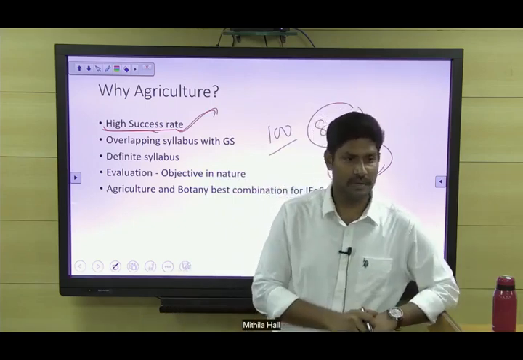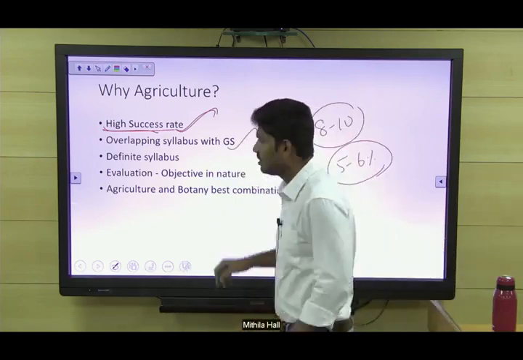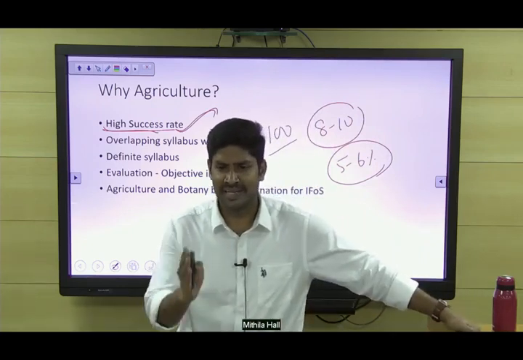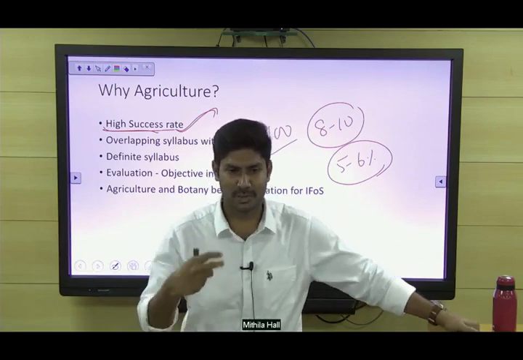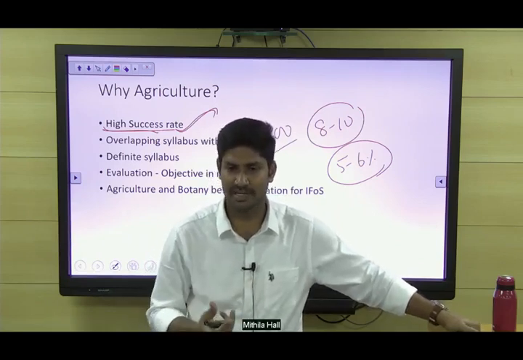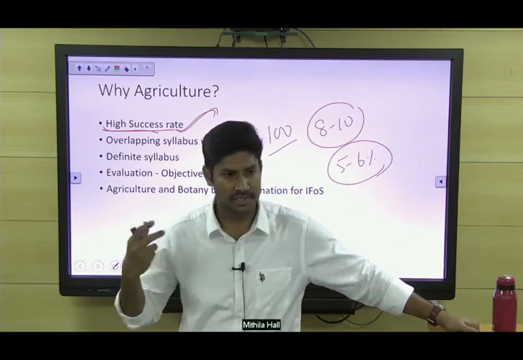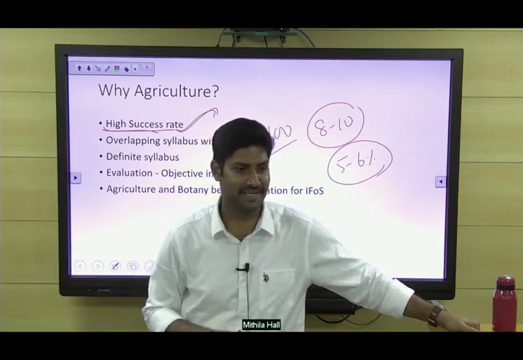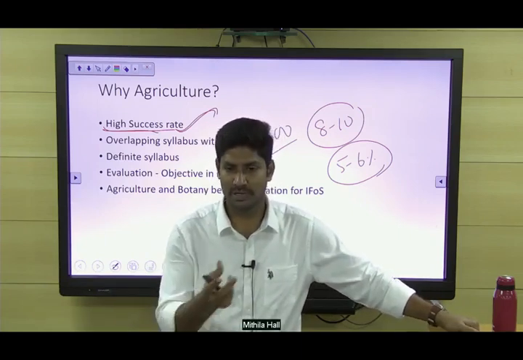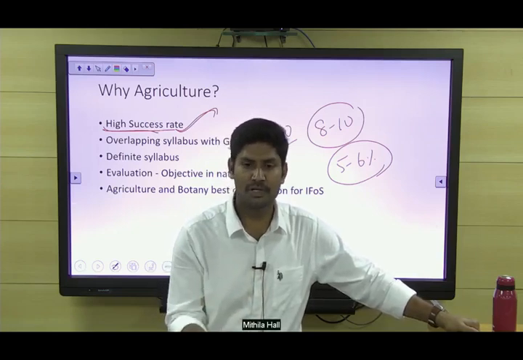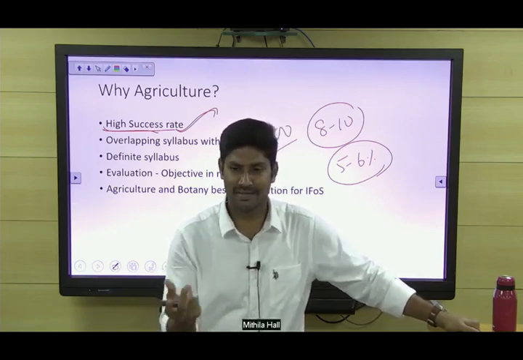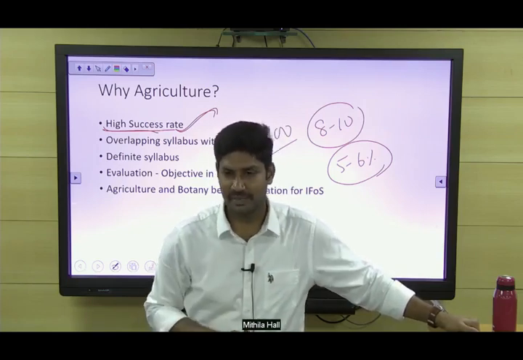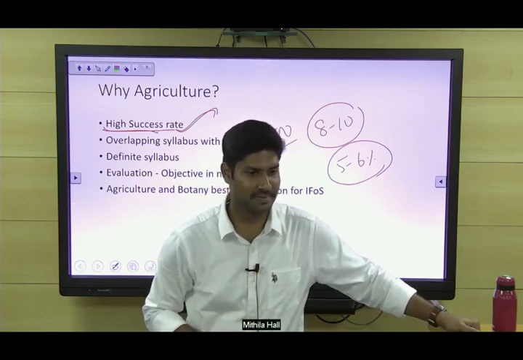Second thing: previously, students didn't select the pure science options because they don't have any relation with the GS area. The other options became popular because sociology, public administration, geography, and political science have a strong link with current affairs and the GS area. If you take public administration optional, then the polity area is covered. Geography optional, geography GS will be covered. Political science, again the polity area. Sociology, the society area will be covered, right?